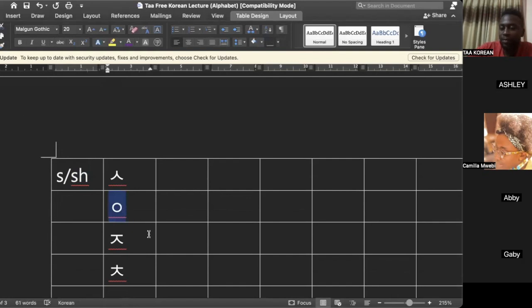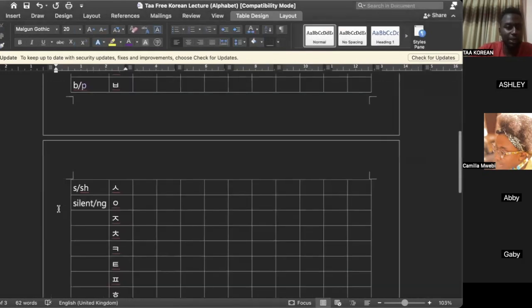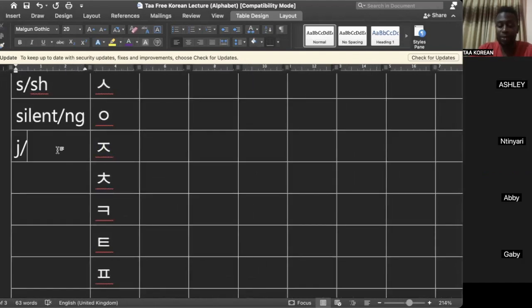How about next? What do we have here? It's an NG. Or sometimes it can also be what we call the empty consonant. Some people call it the silent consonant. Some people call it the placeholder. We'll just write silent, or ng. Okay, that works. Next, a J. It can actually sound like a ch sometimes, like ch.